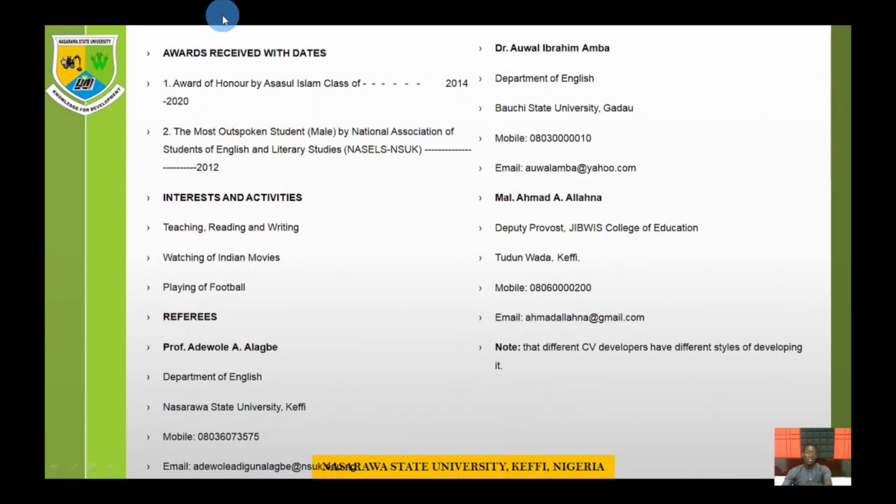So awards received with dates. You see, interests and activities, or hobbies. Another name for interests and activities is hobbies. Then teaching, reading, writing, then the referees. And under this referees too, I've explained, and one thing is supposed to be known by you. Your referees have to be three. Though you can use one, but it's an injury to you.